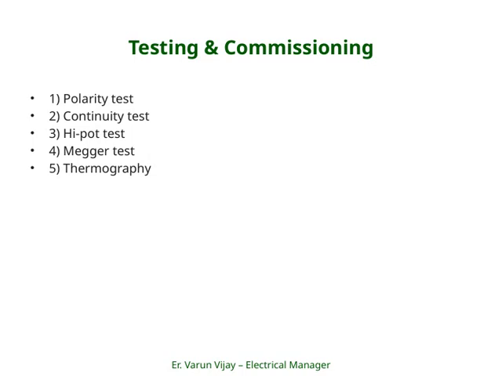Today, I want to walk you through some of the critical testing and commissioning procedures we perform to ensure electrical systems are safe and reliable. First up is the polarity test. This is a fundamental step where we verify that all connections are correct, ensuring that live and neutral wires are correctly identified and connected. It's essential because a wrong polarity can cause serious safety issues and equipment damage.